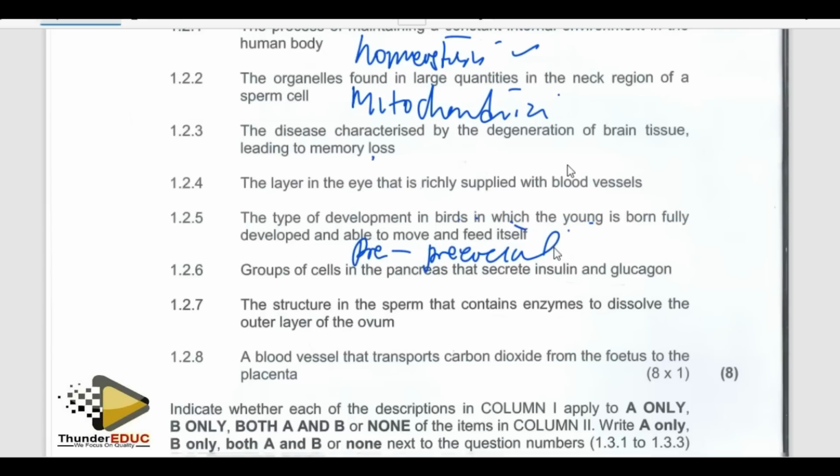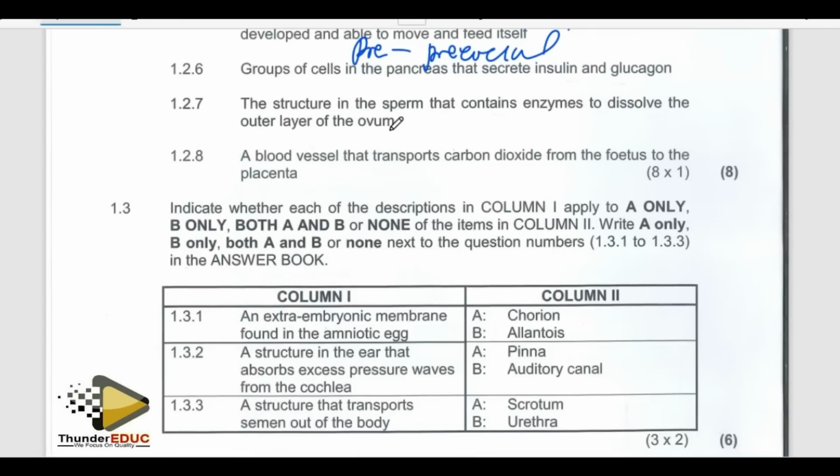Precocial. Yes, precocial. Then they are saying that the structure in the sperm that contains enzymes to dissolve the outer layer of the ovum. How do you call that structure which contains the enzyme? Acrosome.